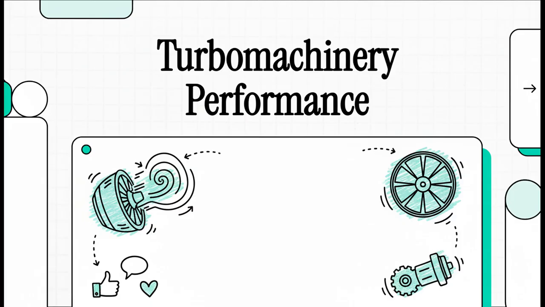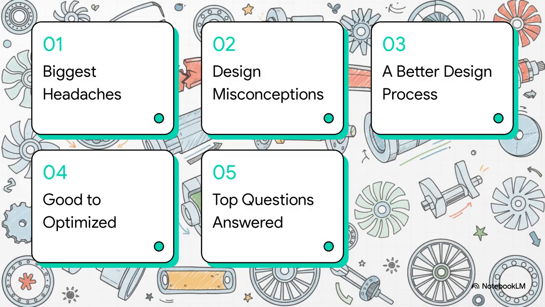It really helps. All right, let's dive right into what is honestly one of the trickiest areas in our field, designing centrifugal compressors and radial turbines that actually hold up. We're going to map out the whole landscape today. We'll start with the biggest headaches that make these designs fail. Then we're going to bust some common myths that trip up even seasoned pros. After that, I'll walk you through a solid design process so you don't fall into the same traps. And finally, we'll talk about how to take a good design and really push it to be fully optimized.